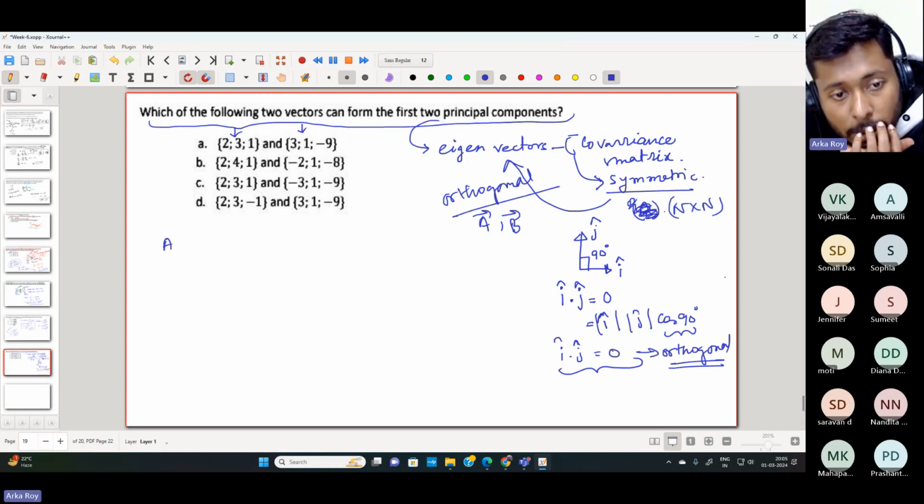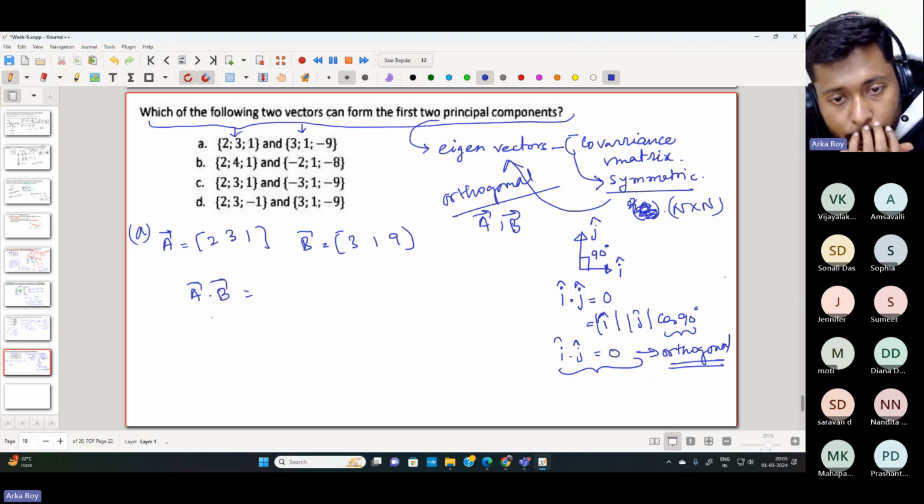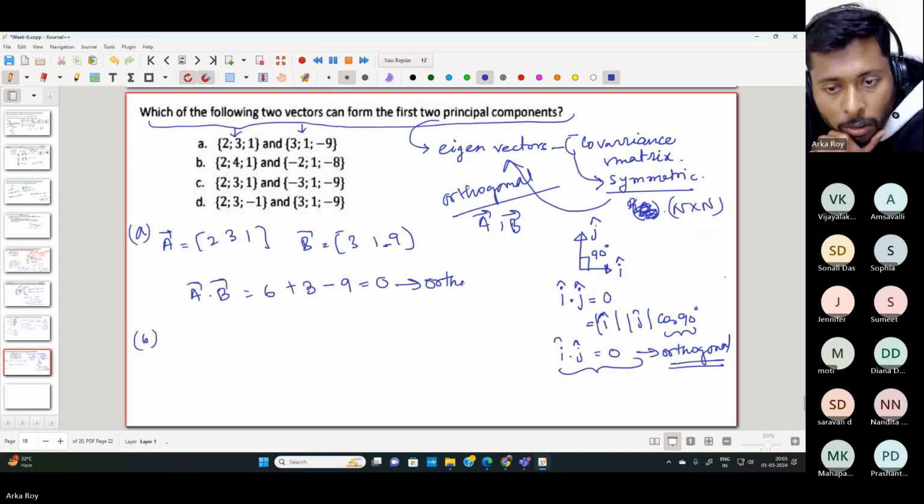So let us first check option A. So your A is 2 3 1 and B is 3 1 9. What will be the dot product result? 0. Yeah, 0. So 6 plus 3 plus 9 minus 9. This is orthogonal, because the dot product of A and B is 0, so they are orthogonal.